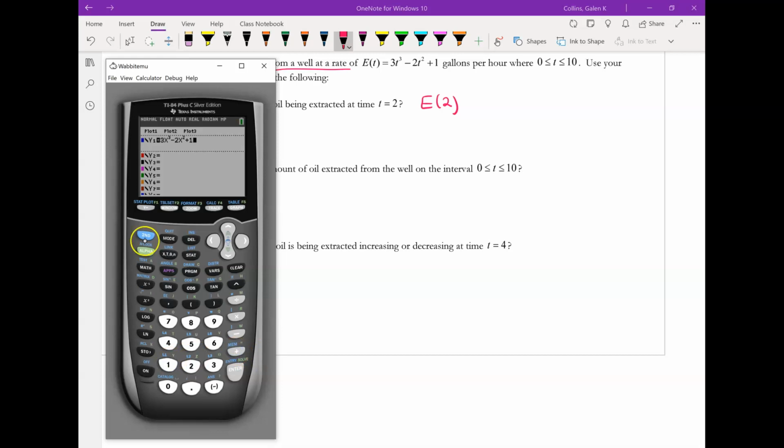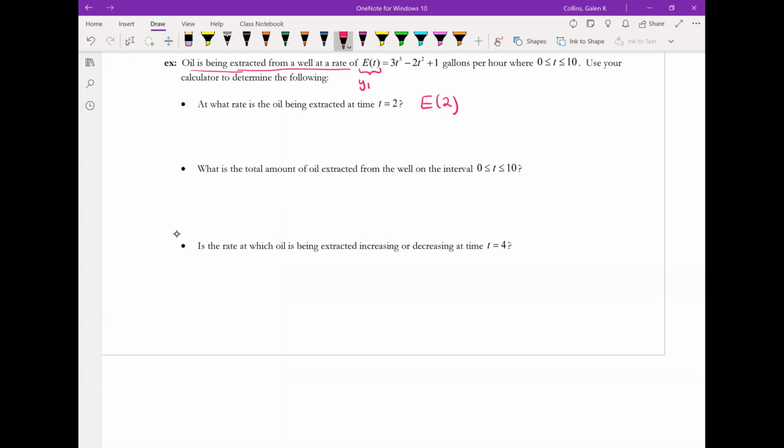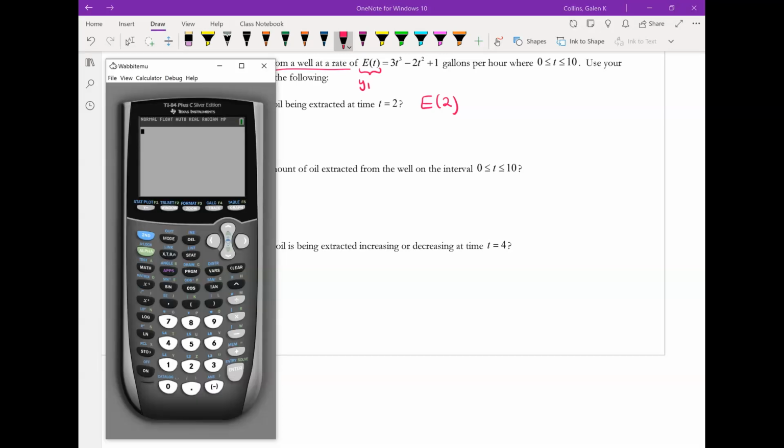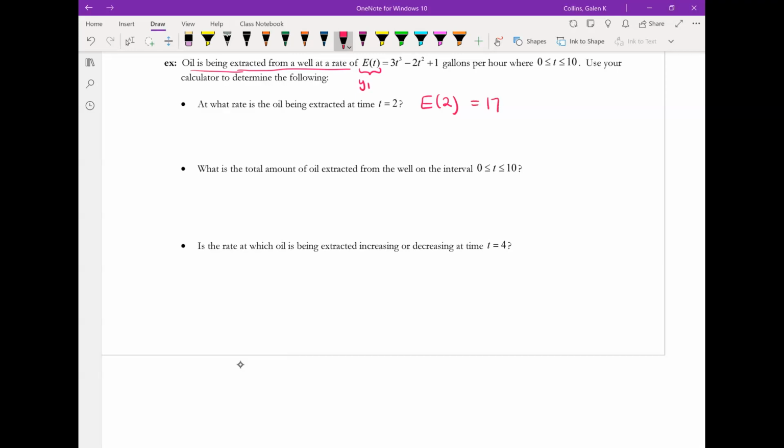And then if we quit out of that, so second mode, if we want to evaluate E of 2, since we stored E of t into y1 in the calculator, we're going to evaluate y of 2. So we're going to go to vars, y vars, function y1, because that's where we plugged in E of t. And the calculator knows function notation, so you have to use parentheses. And we get 17. And so if we include our units, that would be 17 gallons per hour.